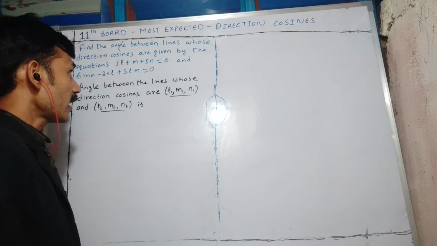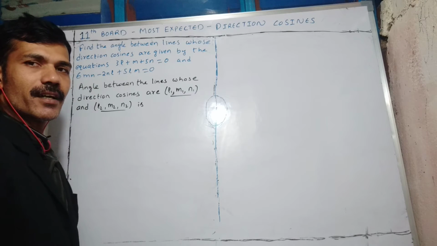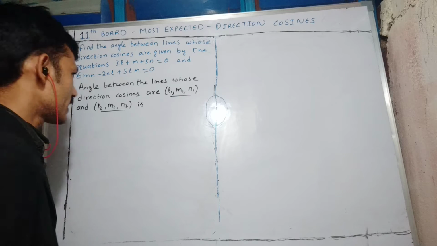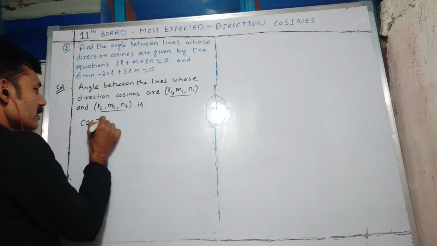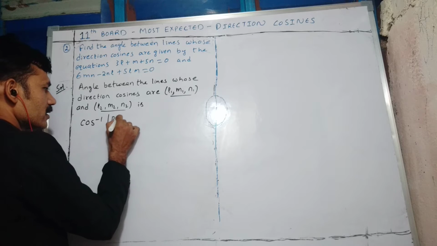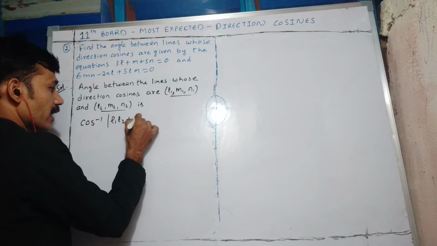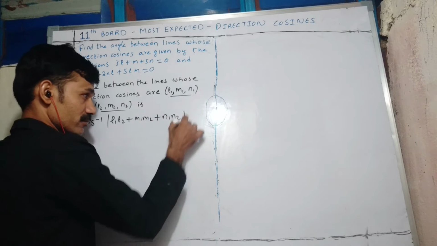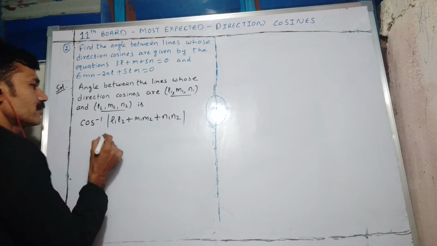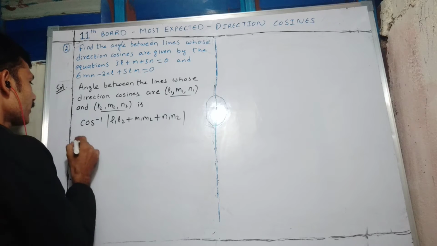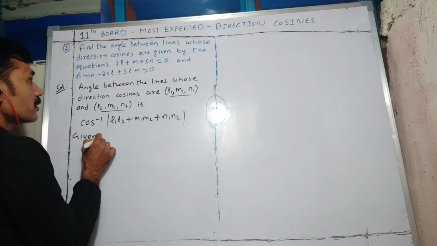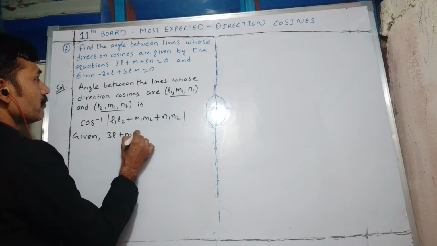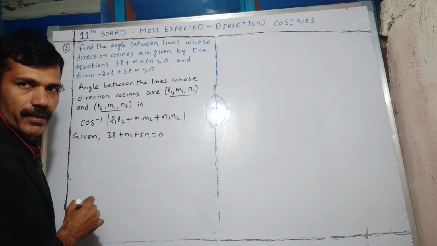We know the angle between the lines whose direction cosines are l1, m1, n1 and l2, m2, n2 is cos inverse of the modulus of l1 l2 plus m1 m2 plus n1 n2. Now we have to find this. What is given for us? Two equations are there, no? The first is 3l plus m plus 5n equals 0.